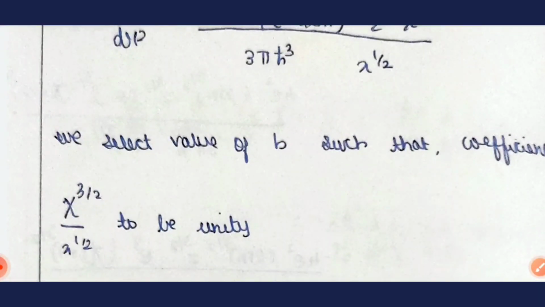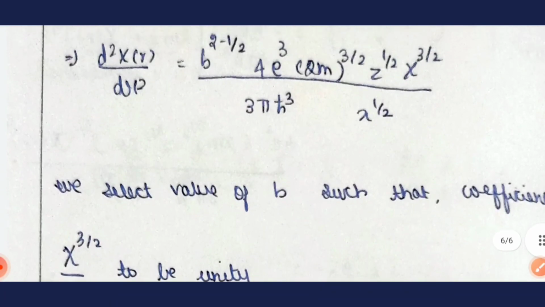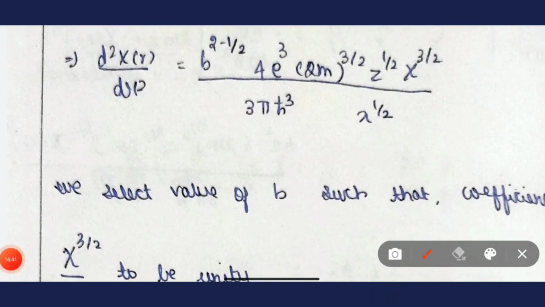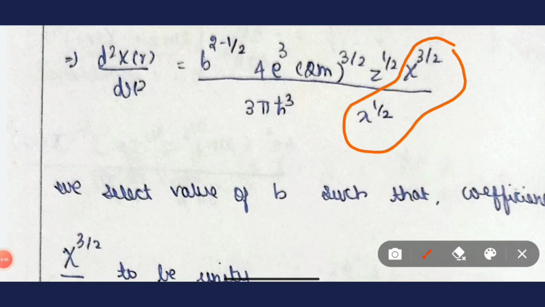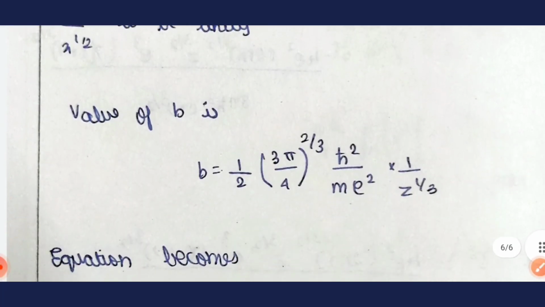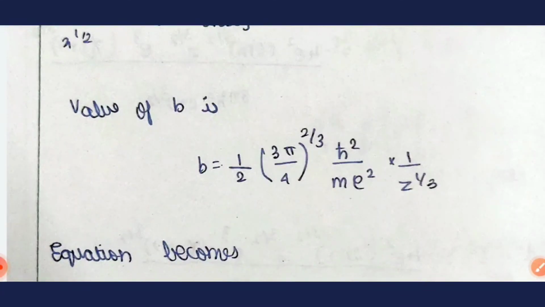As we have already seen, b is nothing but a constant, so I'm going to choose a value for b such that the coefficient of chi power 3 by 2 and x power 1 by 2 is 1. That is, the coefficient of this particular fraction is to be unity. In order to satisfy that condition, the value of b can be taken as 1 by 2 into 3 pi by 4 whole power 2 by 3 into h cross square divided by m e square into 1 by z power 1 by 3.